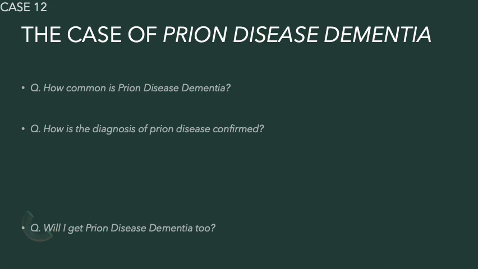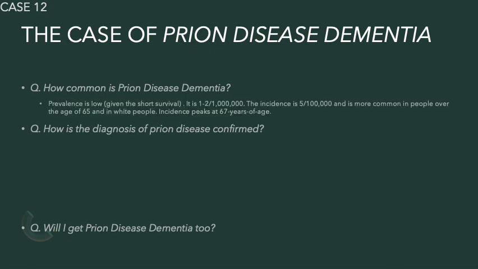How common is prion disease dementia? Prevalence is low, given the short survival. It is 1 to 2 per million. The incidence is 5 per 100,000, and it's more common in people over the age of 65 and in white people. Incidence of prion disease dementia peaks at 67 years of age.